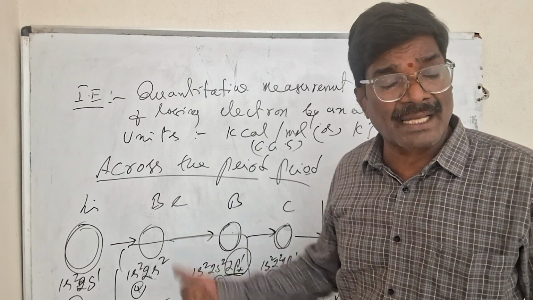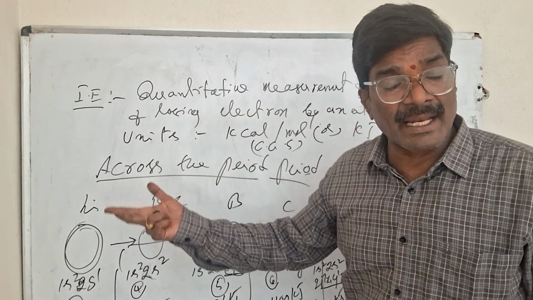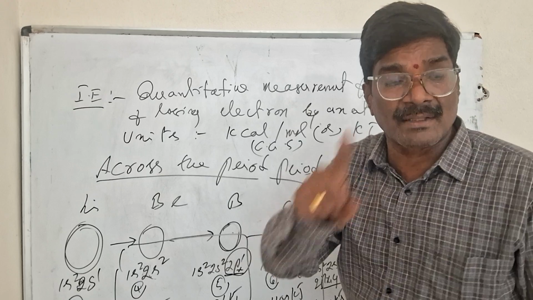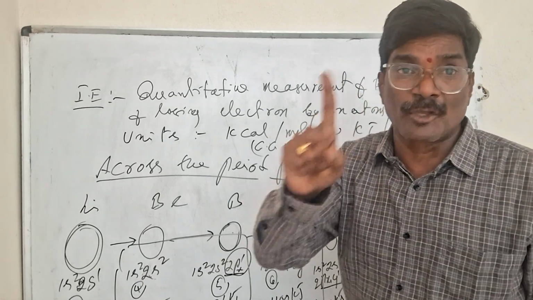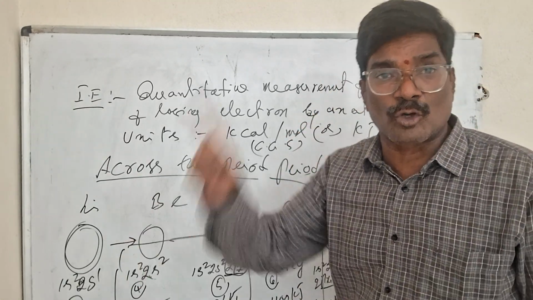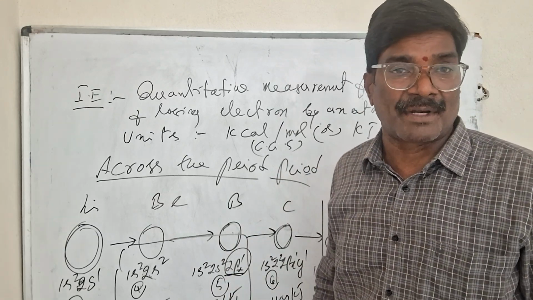Left to right, why does it increase or decrease? Sometimes it increases, sometimes it decreases. Sometimes more increase, sometimes less increase, based on the size and the electron configuration. You should know this. Everybody should know this. Those are going to appear in competitive examinations.